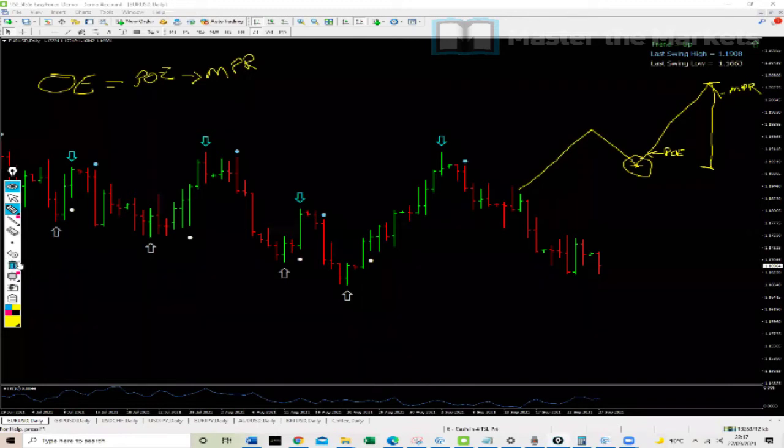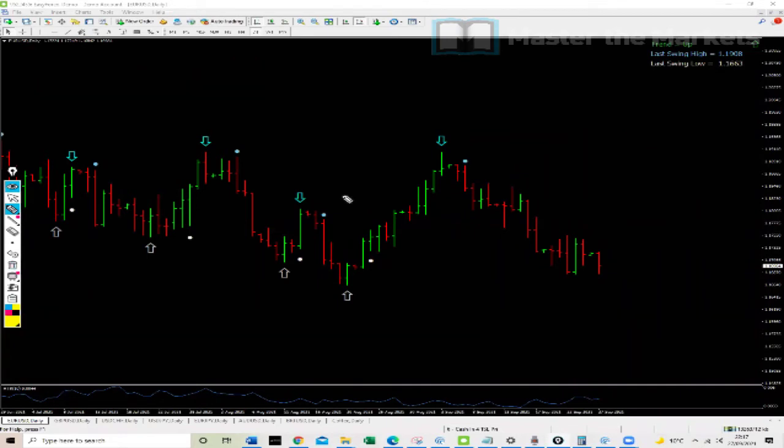But the 3 points I wanted to get to was that 1, trades have the highest probability of success in line with the trend. So we want to capture this move here in line with the trend.